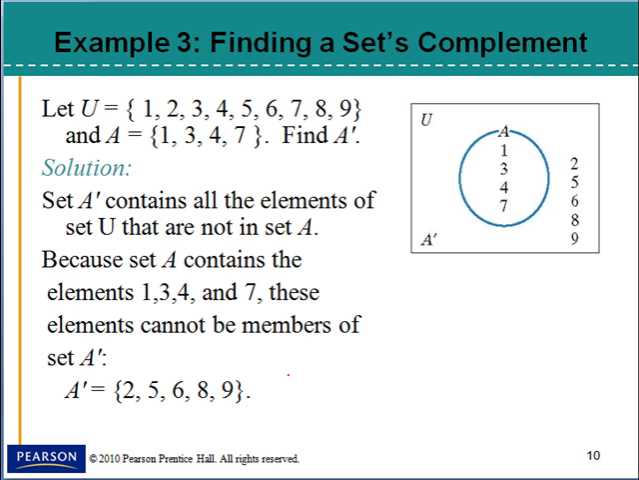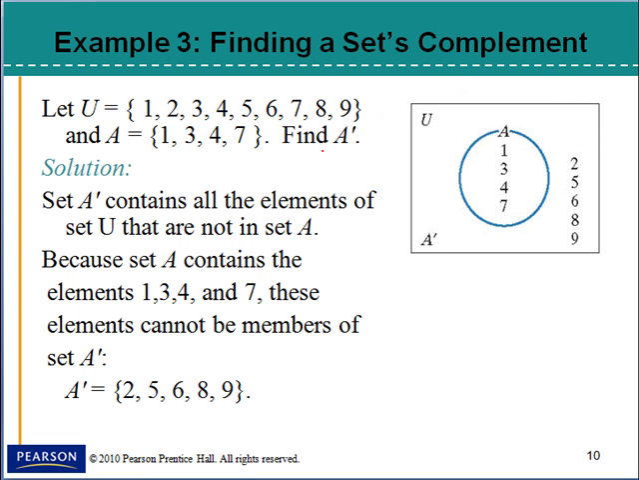Let's say we have universal set U containing 1, 2, 3, 4, 5 up to 9, and A contains 1, 3, 4, 7, and we draw the universal set. A contains 1, 3, 4, and 7, and the rest does not belong in A, so we put it outside A.